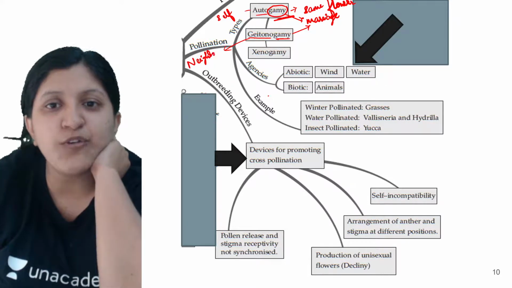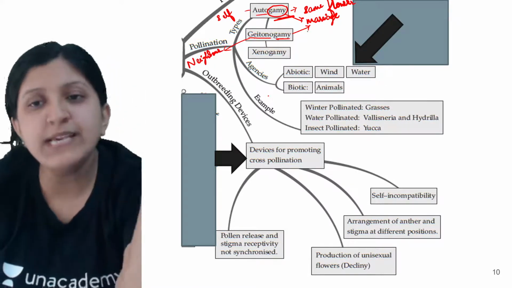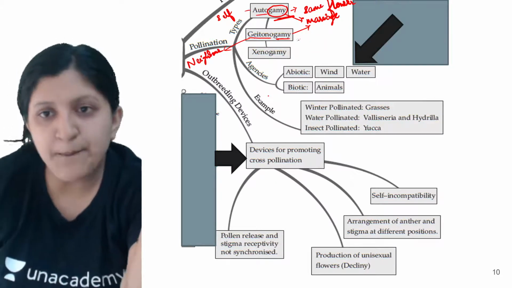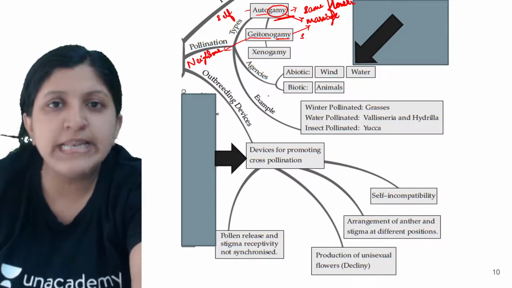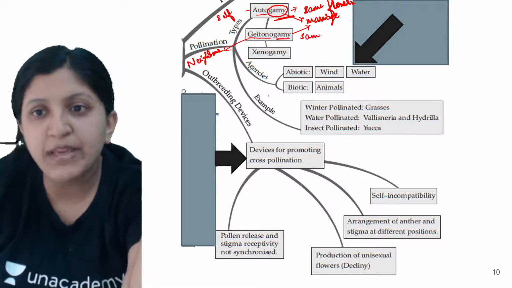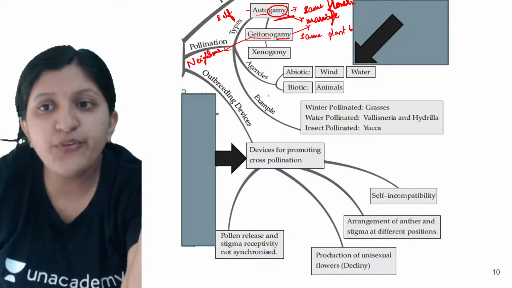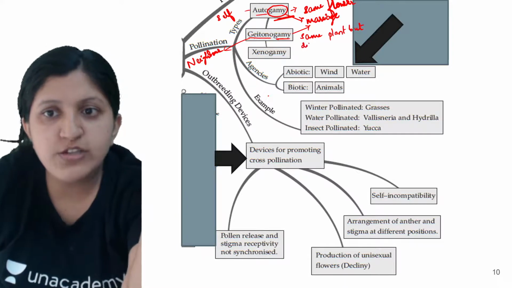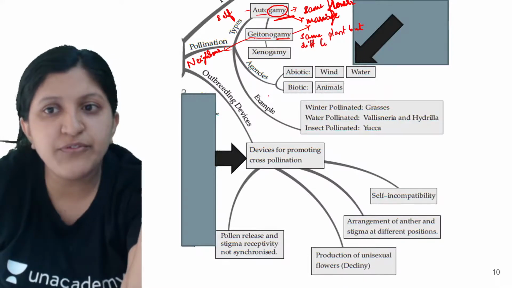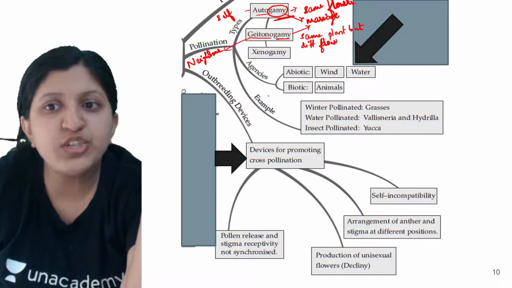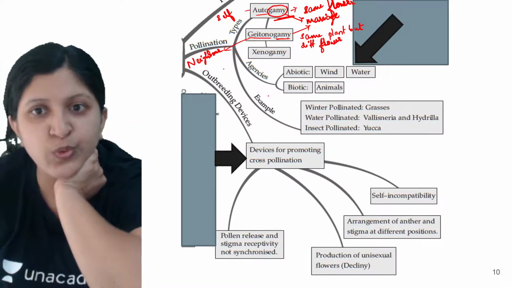So what is the meaning of that? In autogamy it was only the same flower, but here what is happening is the same plant but different flowers. So it is the same plant but a different flower where the pollination is occurring, so that is geitonogamy.